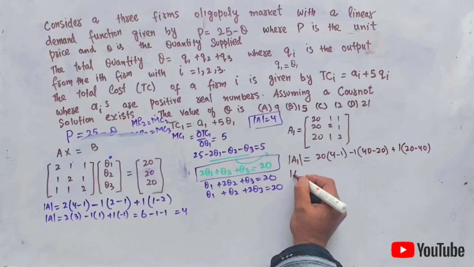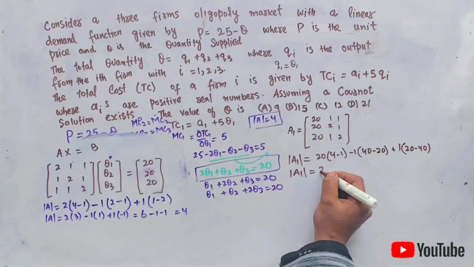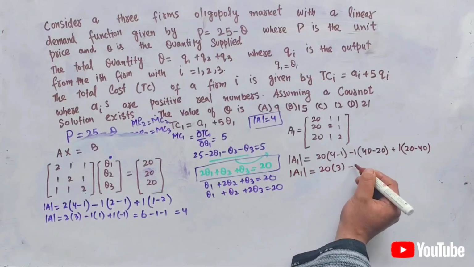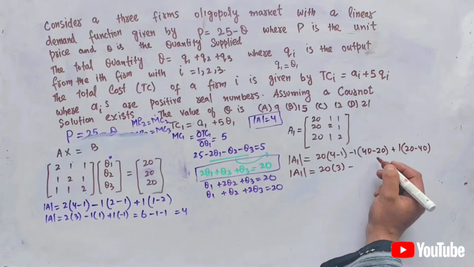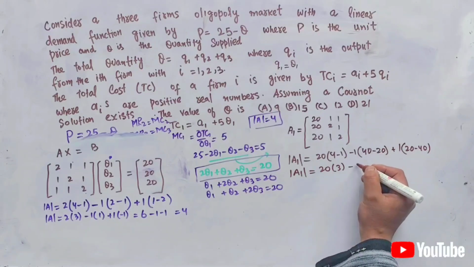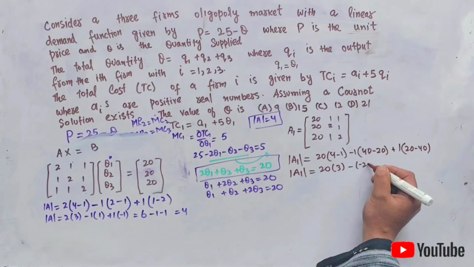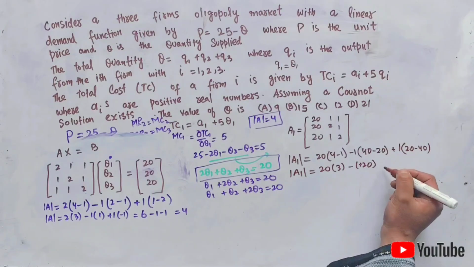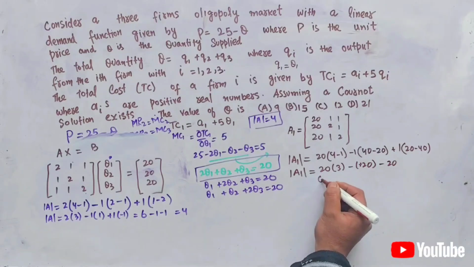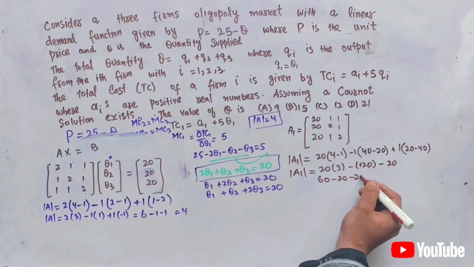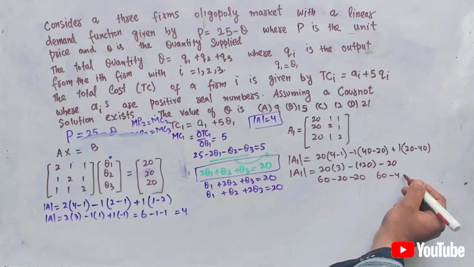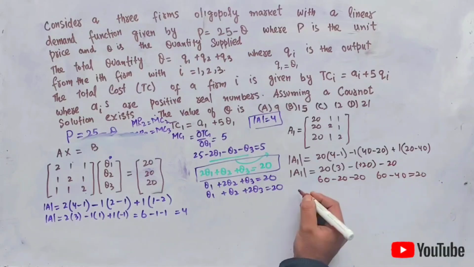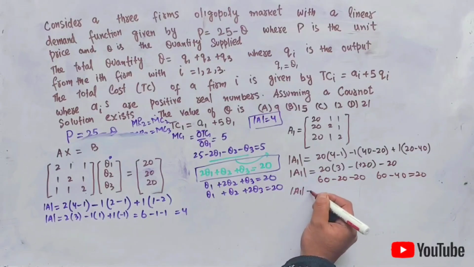Okay, so A1 will be equal to 20 into 3, minus 20 into 1, plus 20 into minus 1. So we have 60 minus 20 minus 20, which is 60 minus 40, which is equal to 20. So the determinant of A1 is equal to 20.